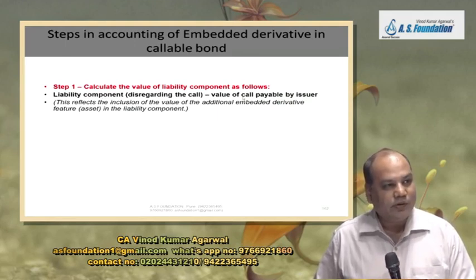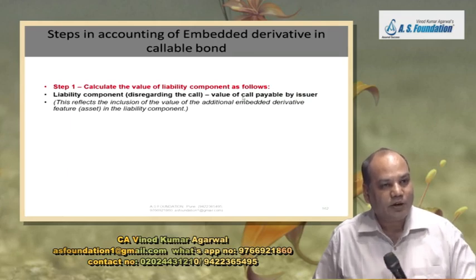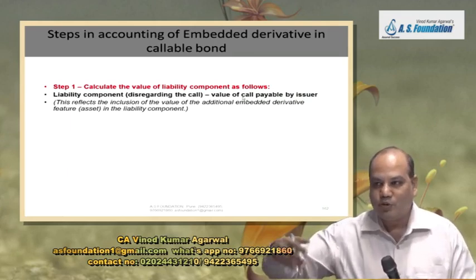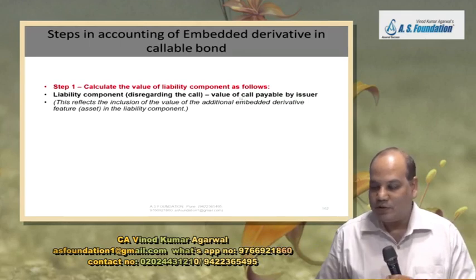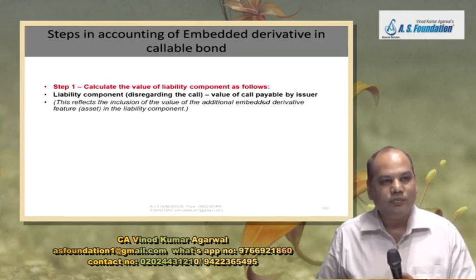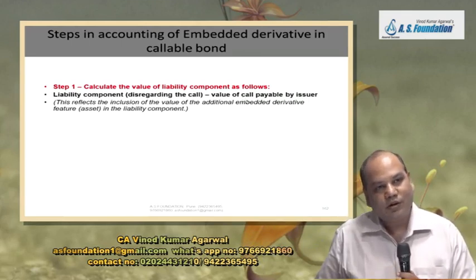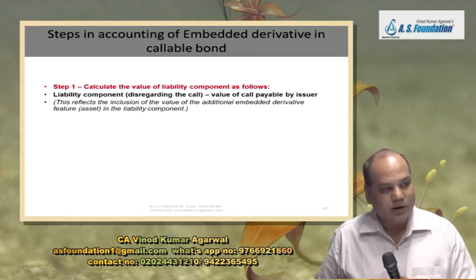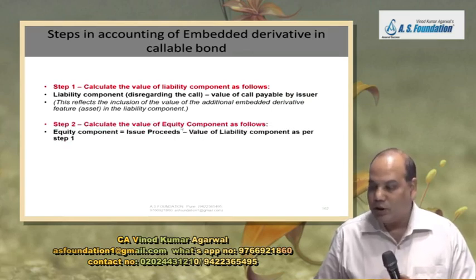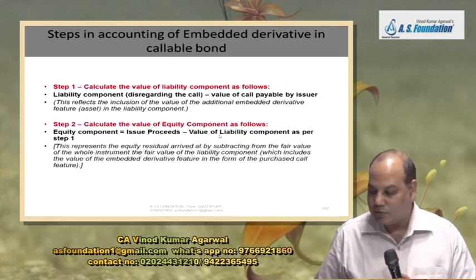Premium is an asset, the call option premium that the party pays, which we are going to see in the next chapter, IFRS 9. Call option premium is treated as a financial asset. So liability minus asset. Calculate the value of equity: issue proceeds minus the first answer.